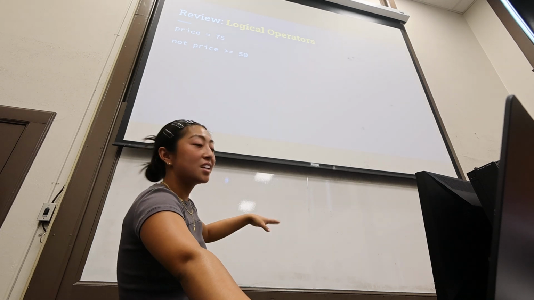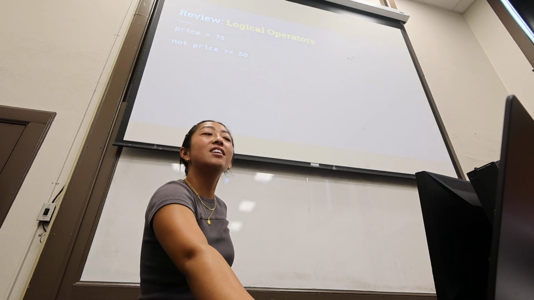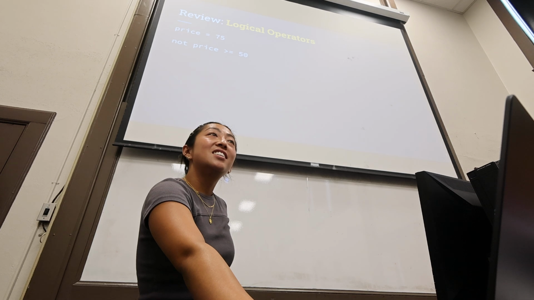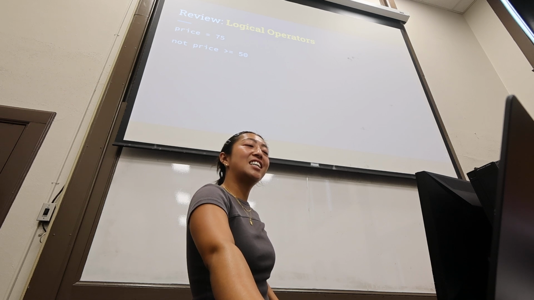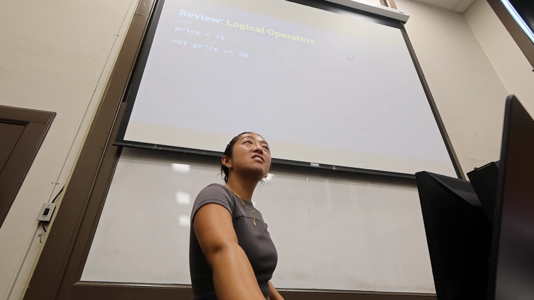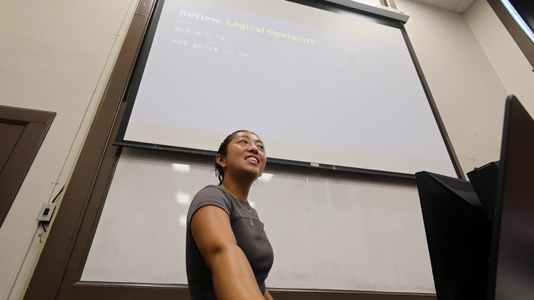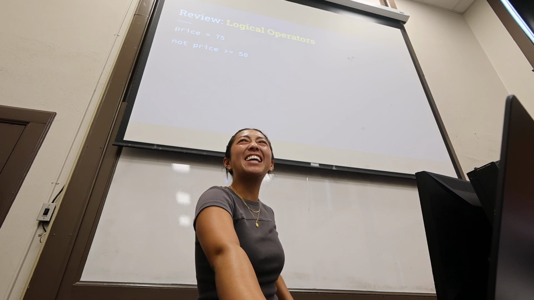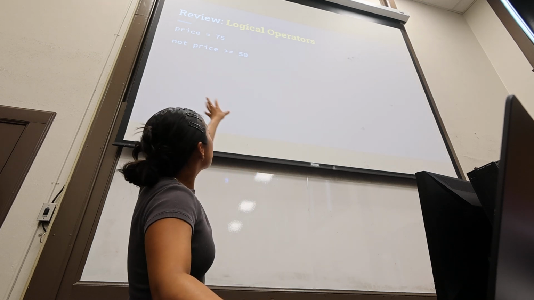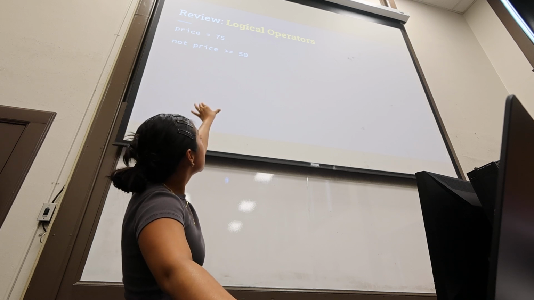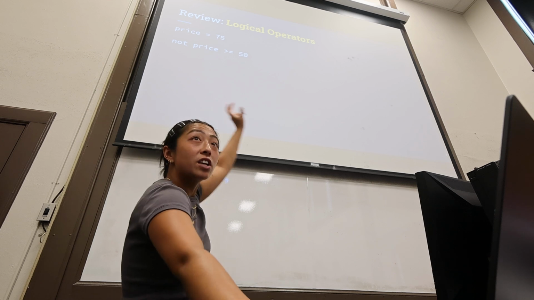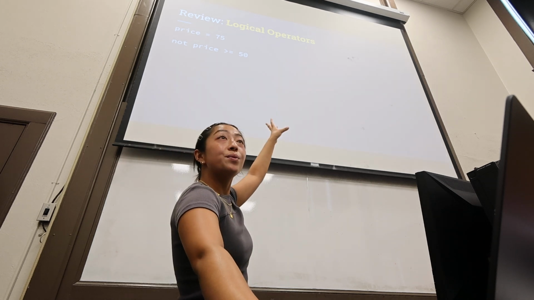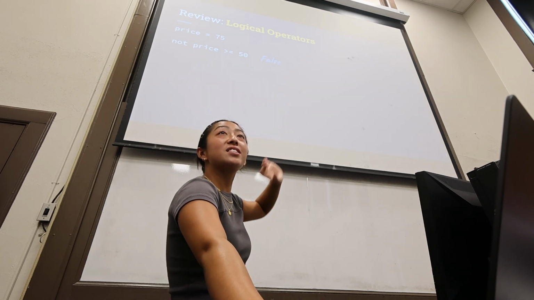So we have not, and then price is greater than or equal to 50. So is this true or false? I hear false. I see some faces that you're all thinking. So what I do is I evaluate this: price is greater than or equal to 50, and I say 75 is greater than or equal to 50, so that is true. So not true is false. Make sense?